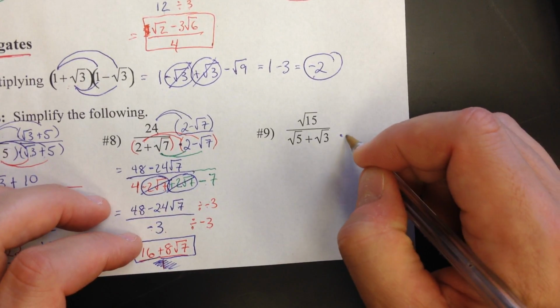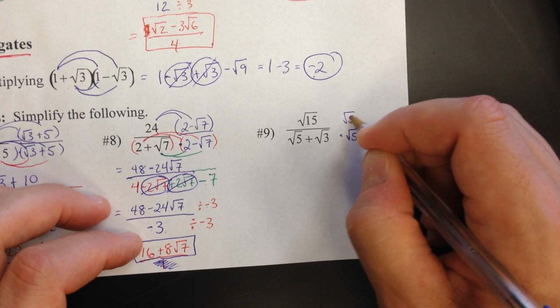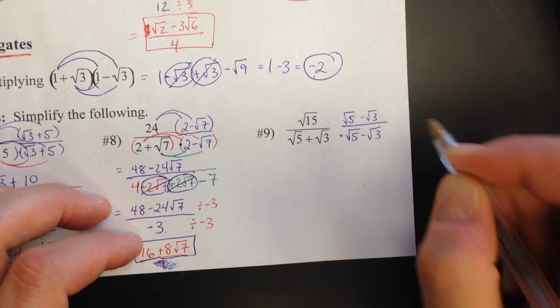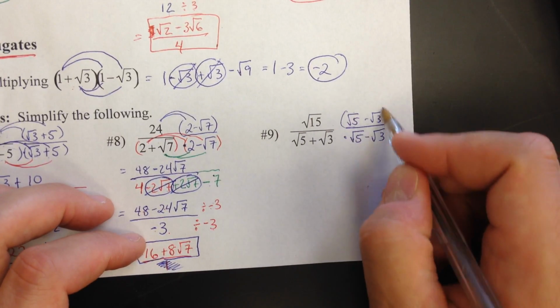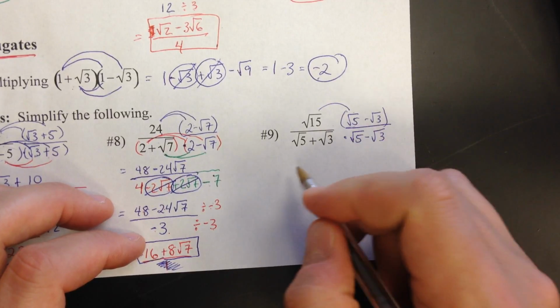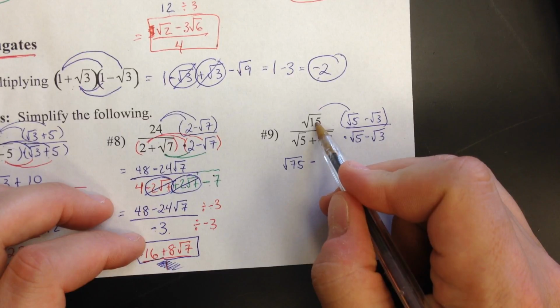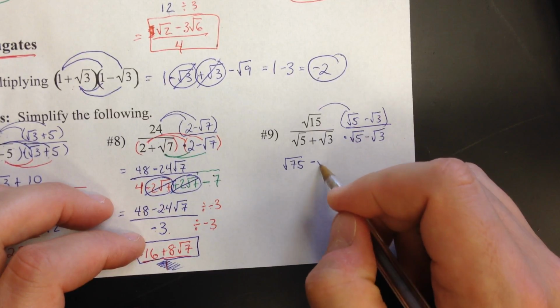To eliminate the radicals, we're going to multiply by the conjugate, square root 5 minus square root 3. Distribute in the top. Now that would be the square root of 15 times 5, which is 75. And then minus square root 15 times root 3 is square root of 45.